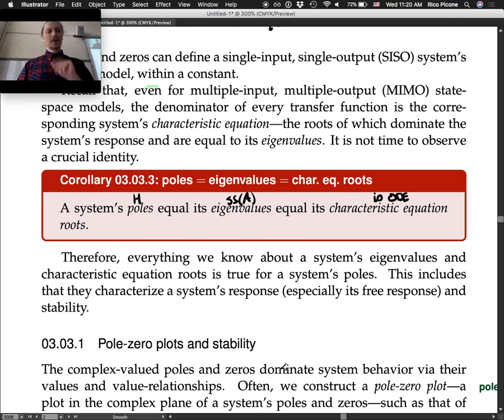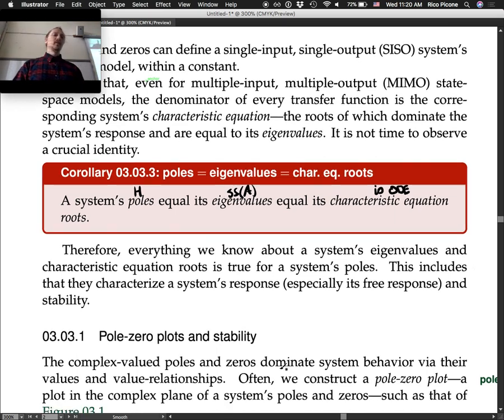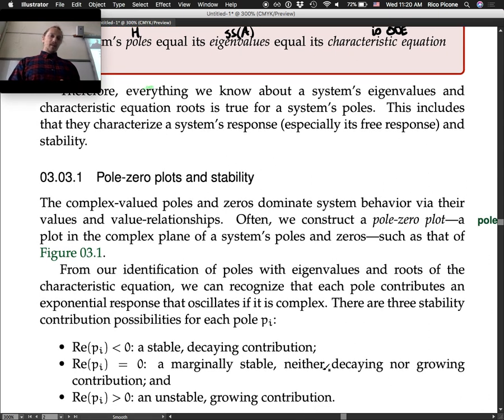So, pole zero plots and stability. We'll comment on both of these. The complex valued poles and zeros dominate system behavior via their values and value relationships. We're going to really expand on the values in this section, but value relationships we might get into more towards the end of this course. You can get this thing called pole zero cancellation that I'm sort of foreshadowing a little bit here, but we'll talk more about that later on. It's a more advanced topic.